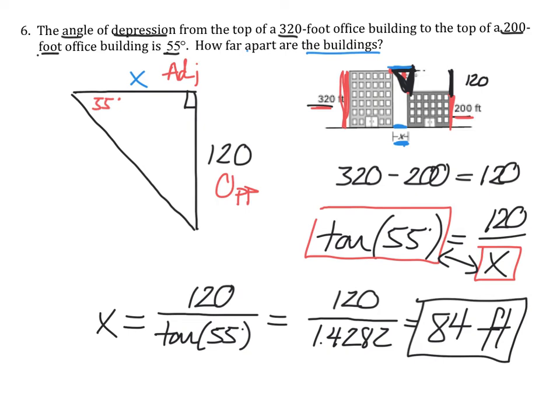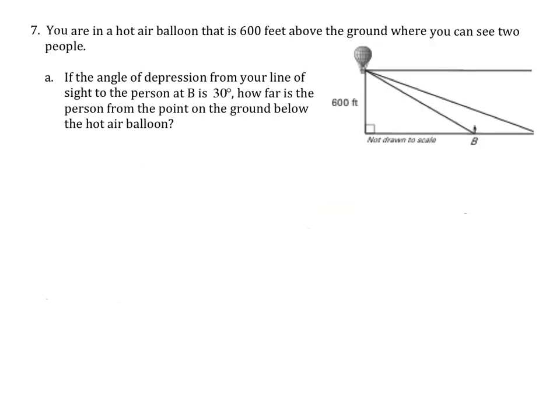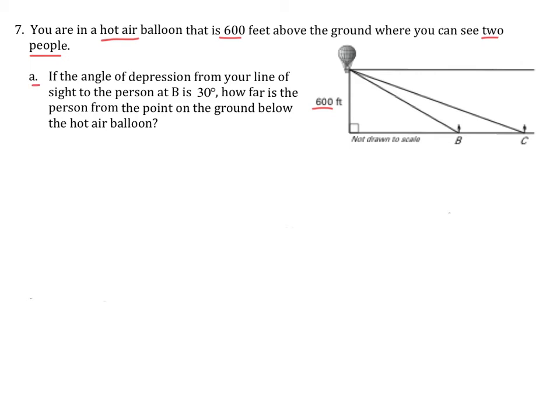All right, let's take a look at this last example. So for number 7, we're dealing with this hot air balloon that is 600 feet up in the air. And there are two people down at these two separate points, B and C. Now it looks like in part A they're telling me there's an angle of depression from your line of sight to person B is 30 degrees.